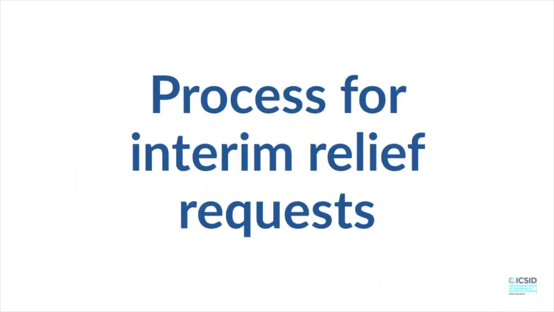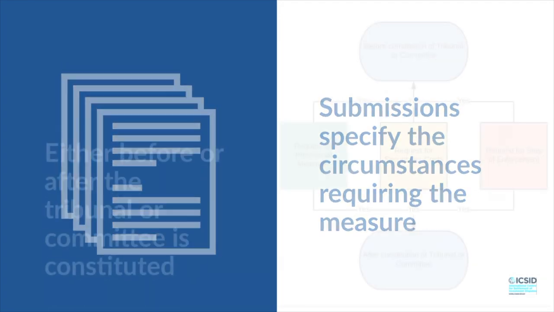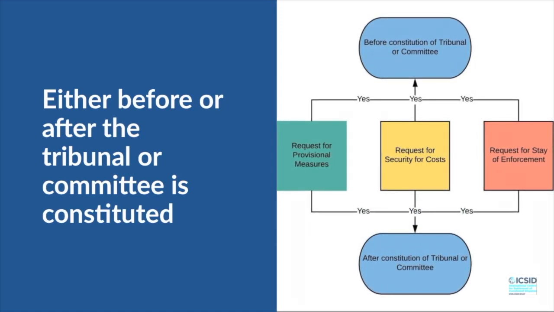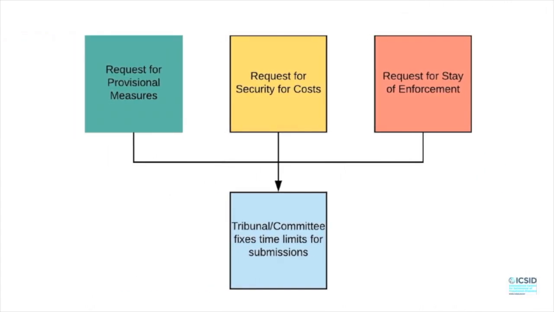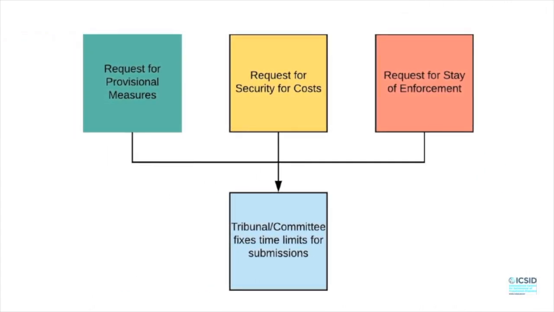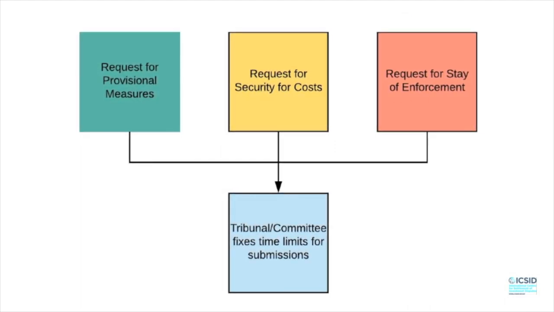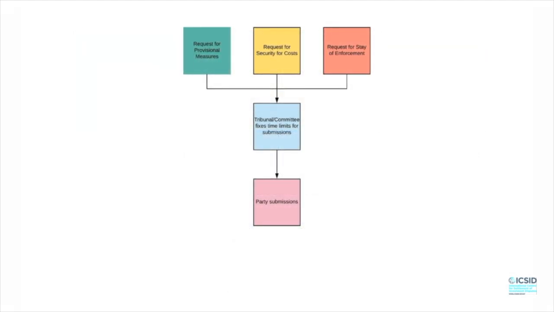The rules also propose a clear procedure for all three forms of interim relief. The three types of requests must include all submissions specifying the circumstances that require the measure, irrespective of the timing when the request is filed, before or after tribunal or committee constitution. As soon as the request is filed, the tribunal or committee, or the Secretary General if the request is filed before constitution, fixes time limits for submissions on the request. The parties then file their written submissions, and there is sometimes also a hearing on the request.